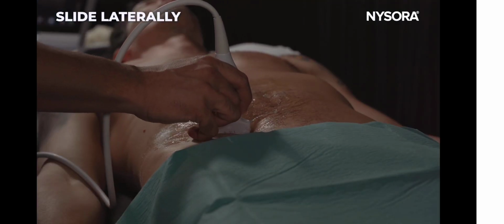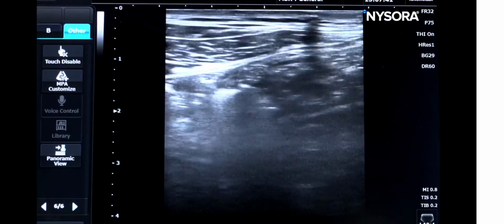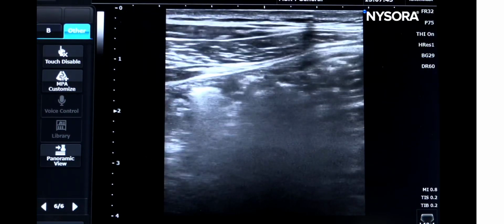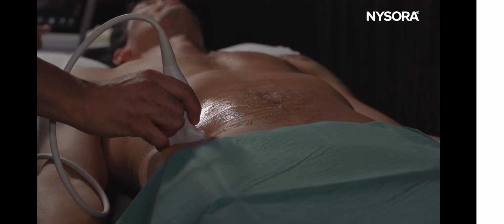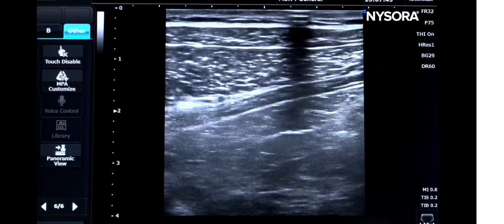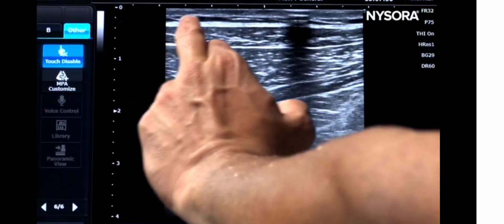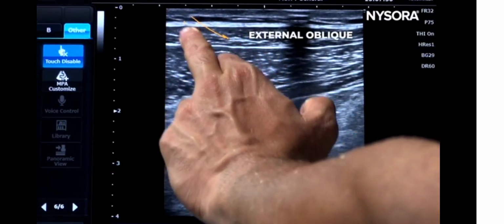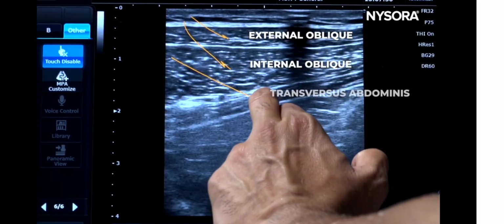To perform this procedure, you will start scanning at the midline, looking at the rectus muscle, moving the ultrasound probe laterally and looking for the other muscles of the abdomen, which includes transverse abdominis, external oblique, and the internal oblique. So here we have all three muscle layers of the abdomen: the external oblique, the internal oblique, which is a thicker layer, and the transverse abdominis.